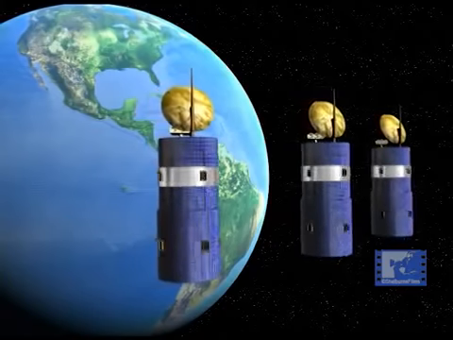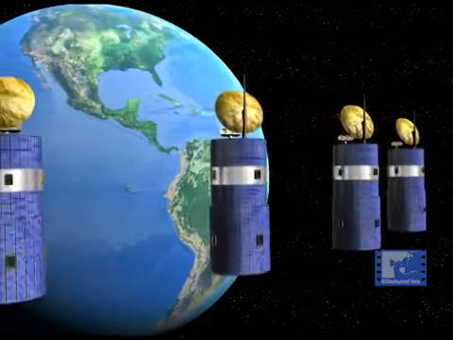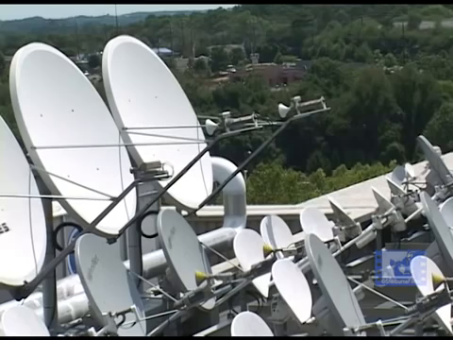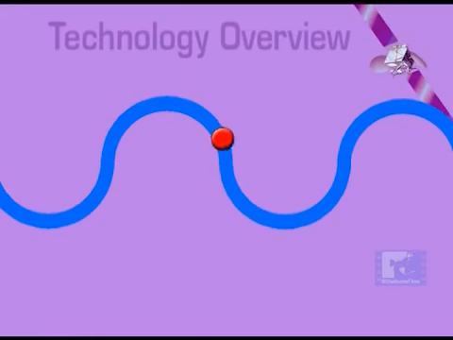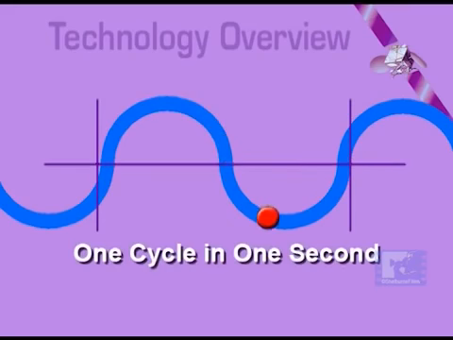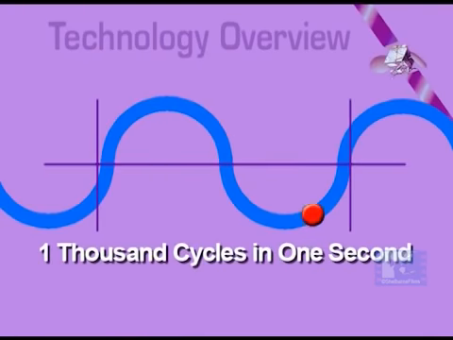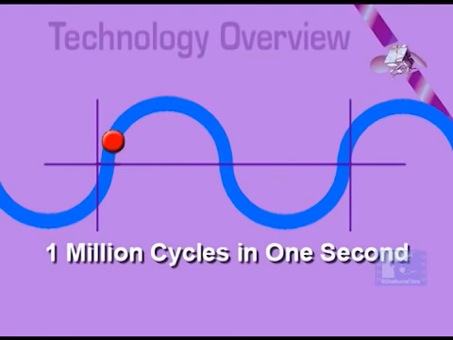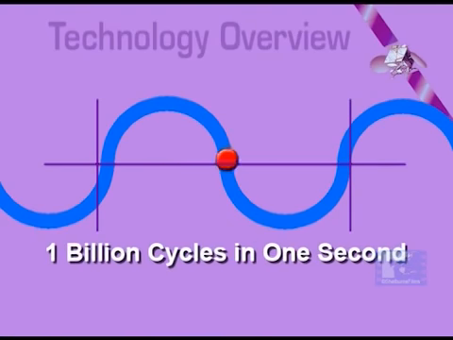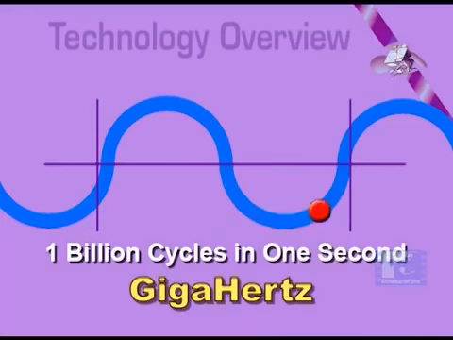All satellites are assigned one or more sets of frequencies for interacting with a network of Earth stations. A frequency can be defined as the number of times that an alternating current passes through one complete cycle in 1 second of time. 1 cycle per second is also called 1 Hertz, named after the 19th century radio pioneer Heinrich Hertz. 1,000 cycles per second is abbreviated 1 kilohertz, 1 million a megahertz, and 1 billion a gigahertz.